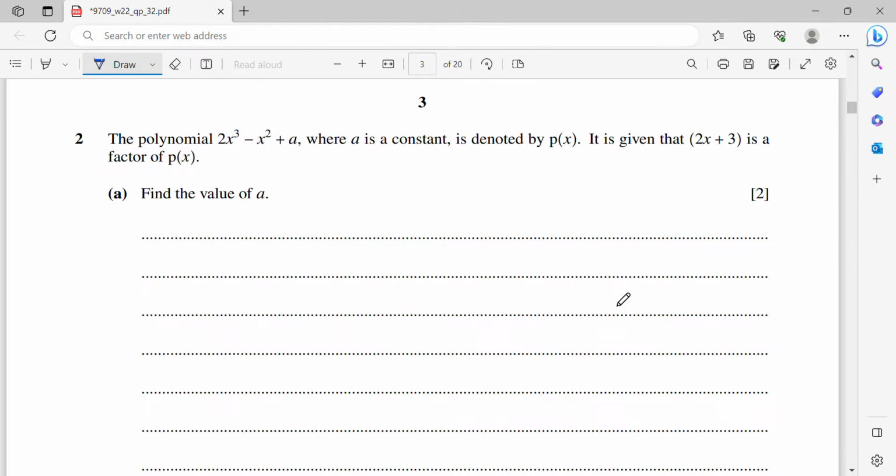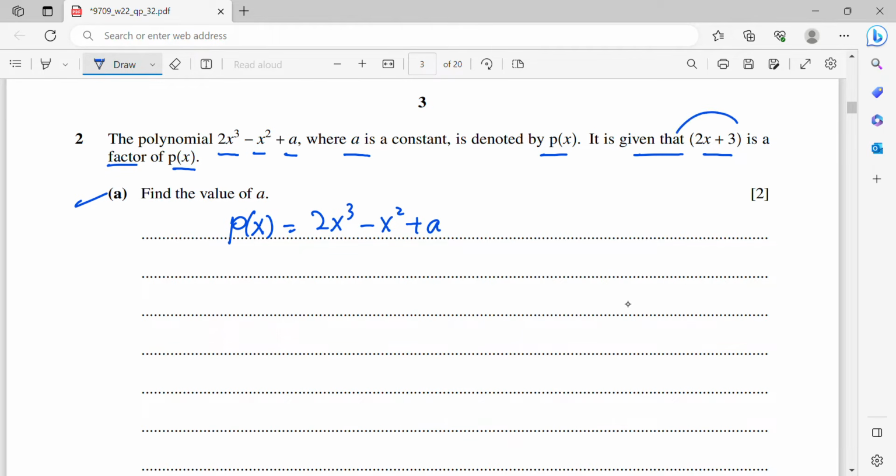Now question 2. The polynomial 2x cubed minus x squared plus a, where a is a constant, is denoted by p(x). It is given that 2x plus 3 is a factor of p(x). A, find the value of a. Alright, so first of all, we will let p(x) be 2x cubed minus x squared plus a.